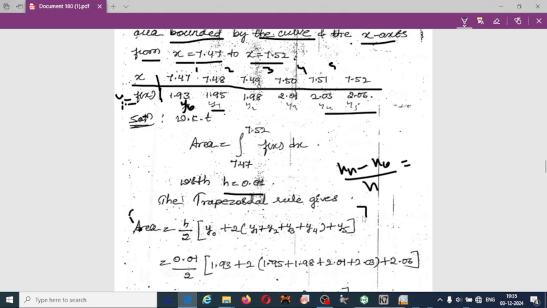7.52 minus 7.47, divided by n. How many intervals? 5. So you will get 0.05 by 5. So this is what h is equal to.